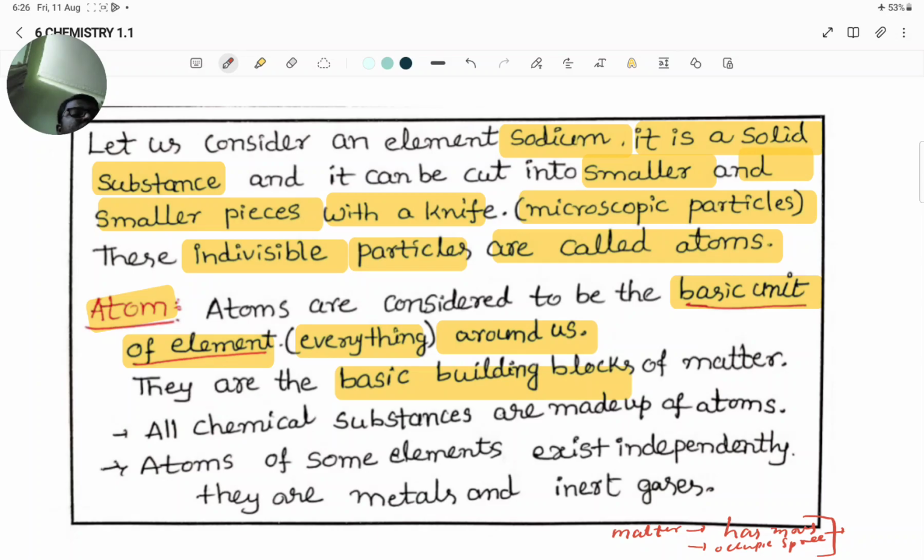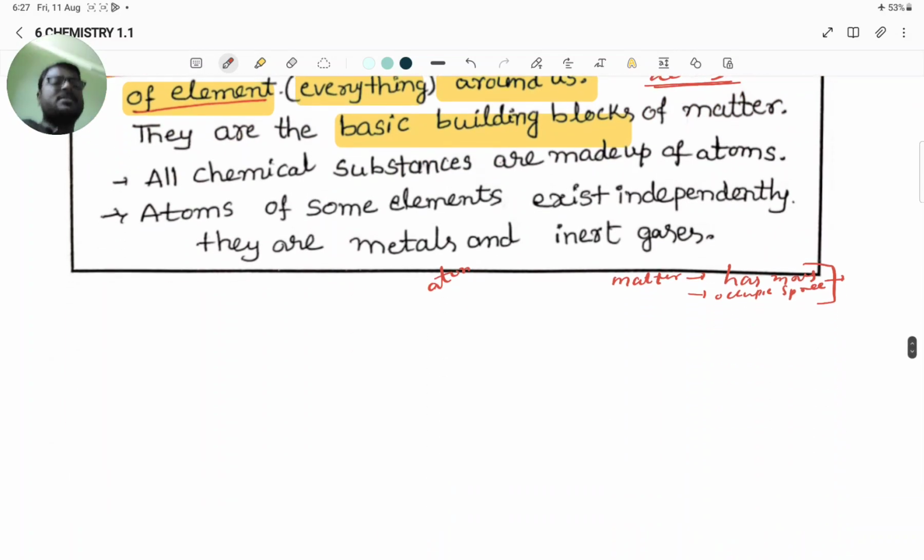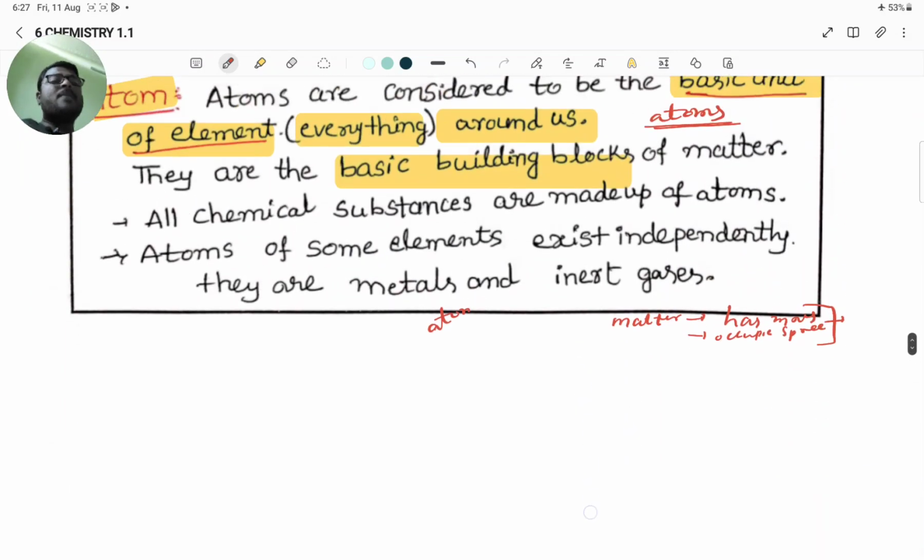What are the basic building blocks of matter? Atoms. Atoms are the basic building blocks and the smallest particles. The chemical substances are also made up of atoms.